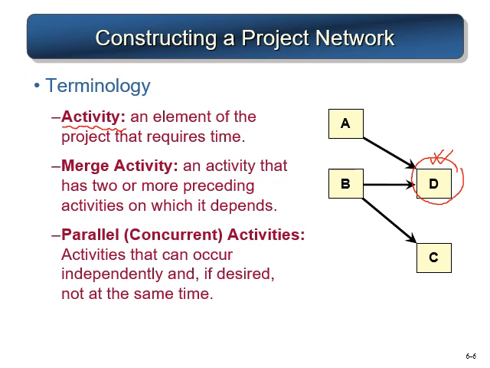Then we have the concept of a parallel or concurrent activity, which means activities which are independent of one another or which can be executed concurrently. Over here, A and B are concurrent or parallel activities. Activity D and activity C are parallel activities.